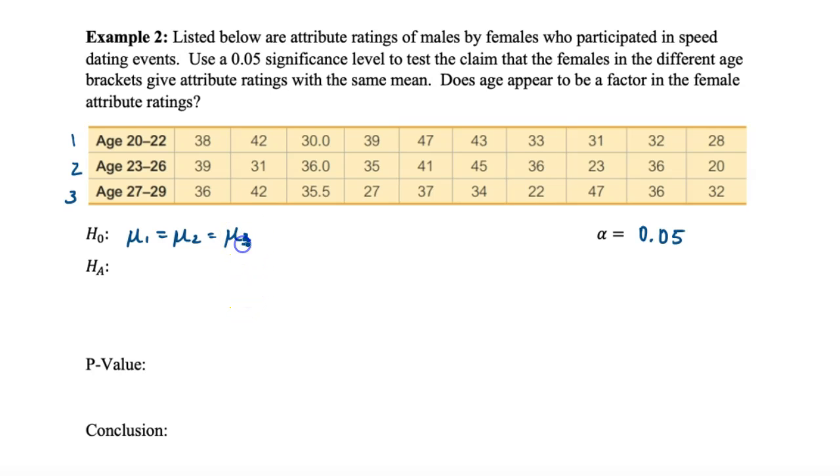And this means that our alternative hypothesis, like in the last problem, is going to be that at least one of these means are different. So at least one of these means is different from the others.